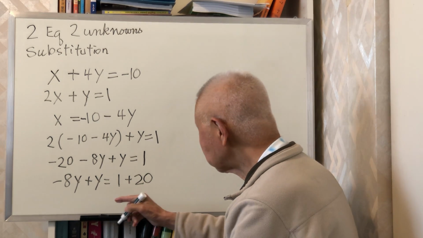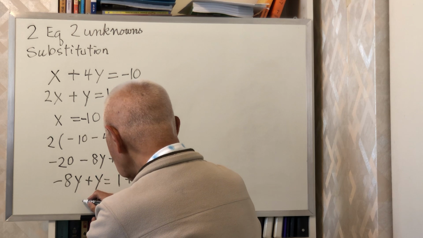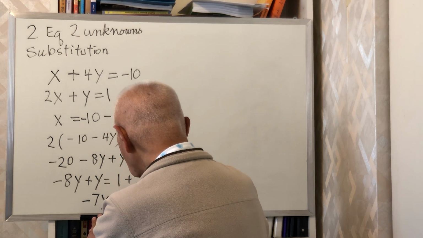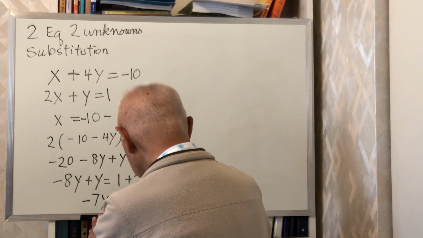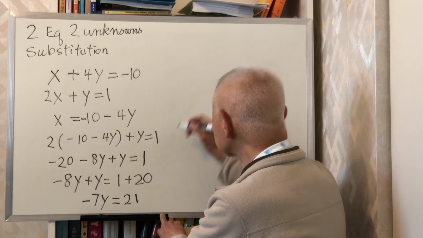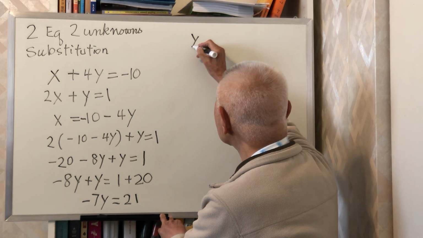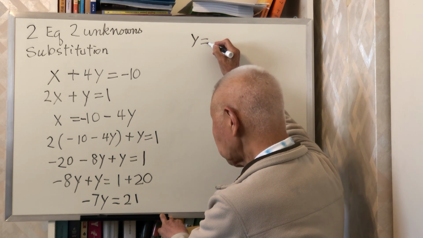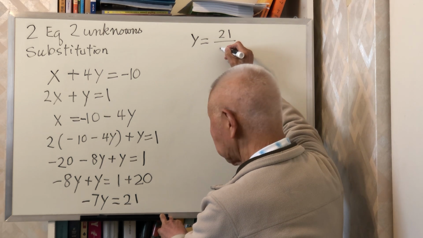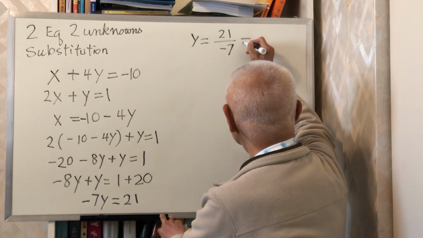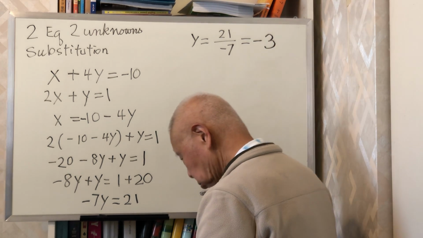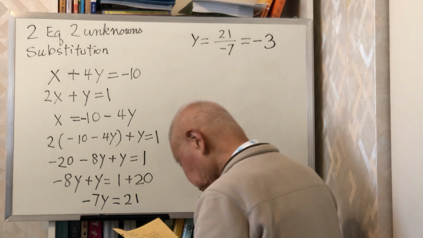Now I have minus 7y equals 21. This tells me y is 21 over minus 7, which is equal to minus 3. So y is minus 3.